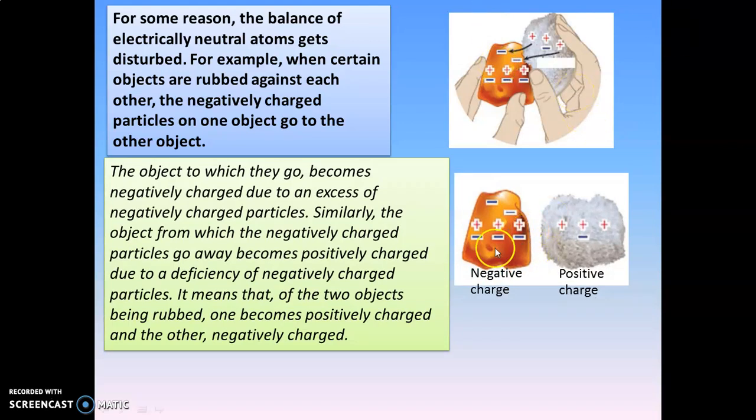Now see this yellow one. In this yellow one, how many positive charges are there? Only 1, 2, 3. How many negative charges? 1, 2, 3, 4, 5. So now this became negatively charged.